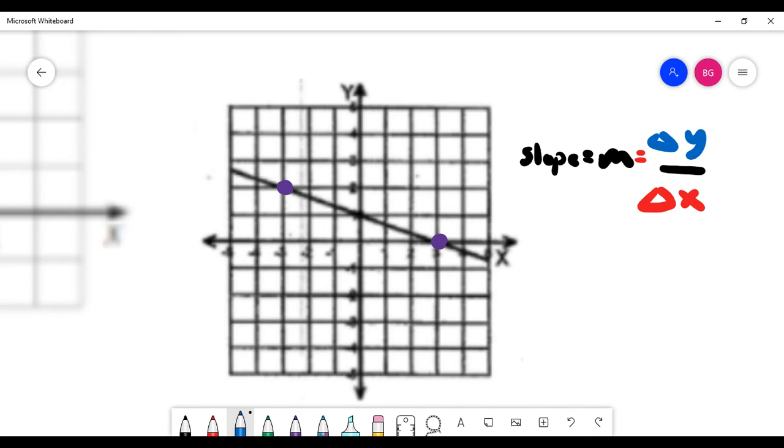So I chose change in y as blue. Remember, change in y is up and down. So I'm going to go ahead and make my up and down part of my triangle in blue. Okay, and then I got my change in x, which is side to side. So I'm going to go ahead and make my triangle between those 2 points in red.